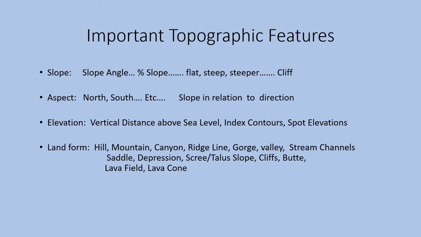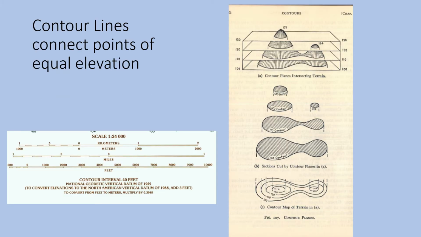This video will cover slope, aspect, elevation, and landforms. Contour lines connect points of equal elevation. Contour lines are spaced at uniform differences in elevation, called the contour interval. The most common contour interval is 40 feet. You will also see maps with 20 and 80-foot contour intervals.